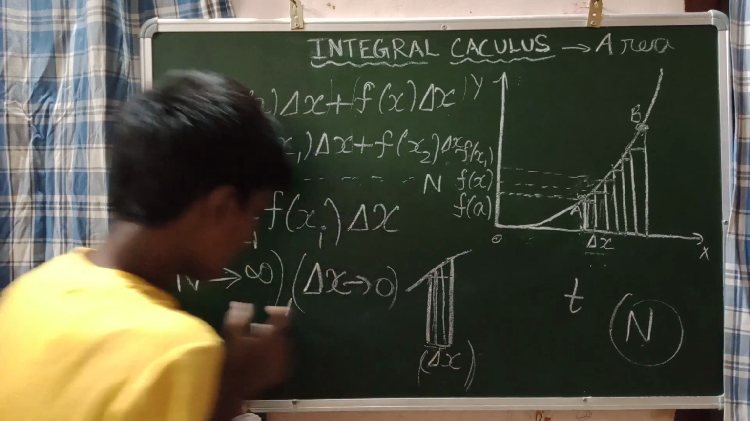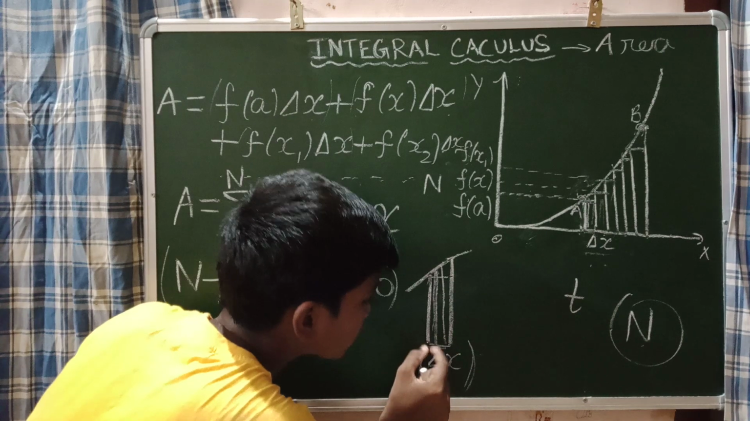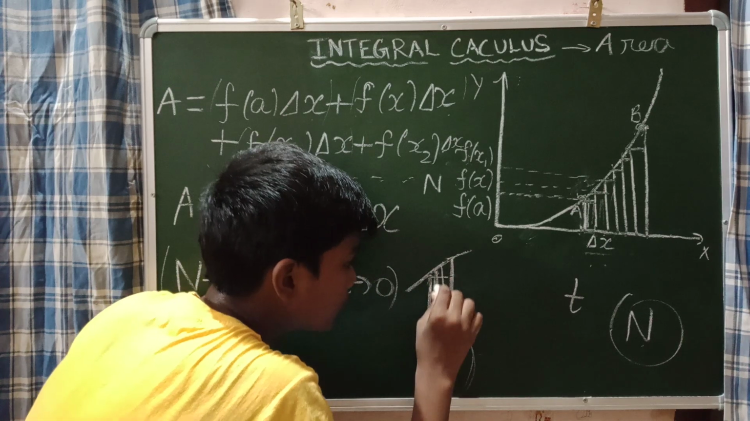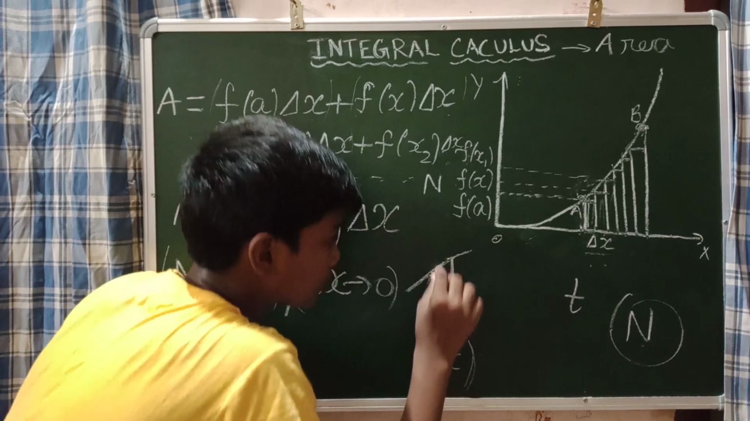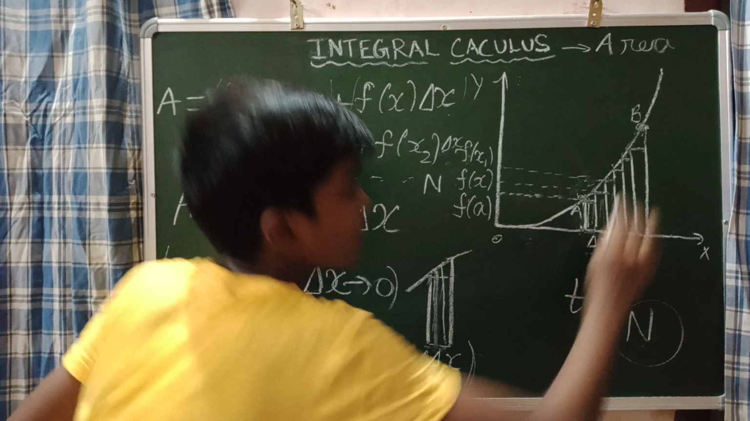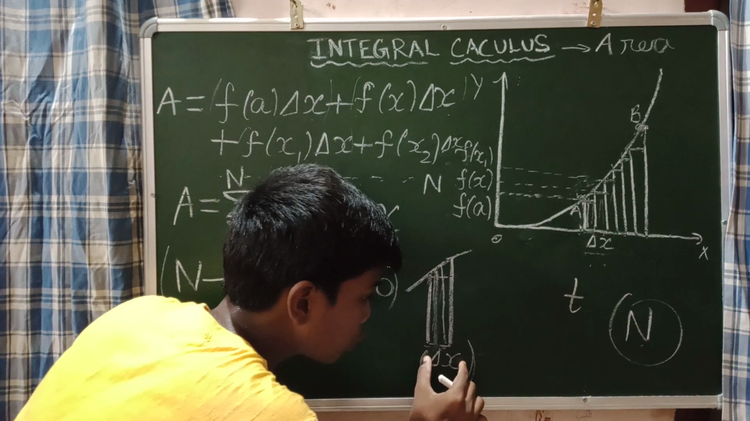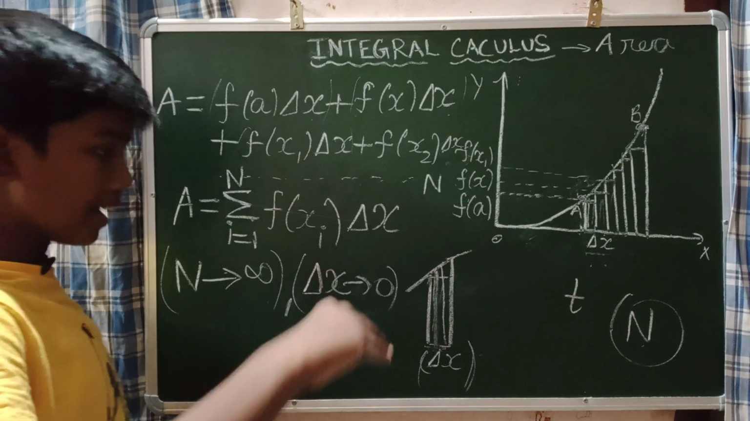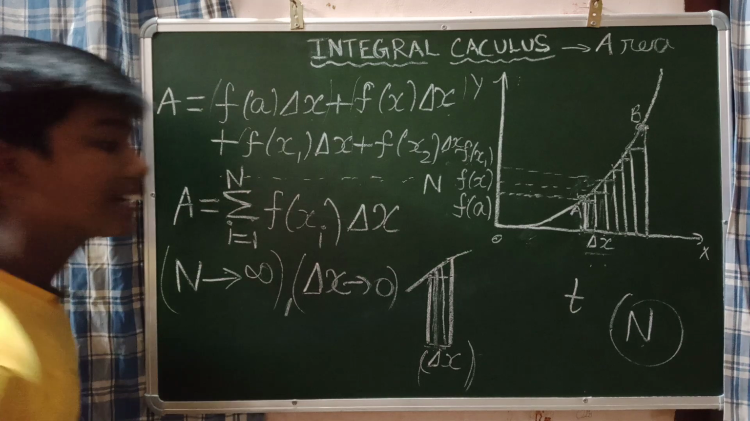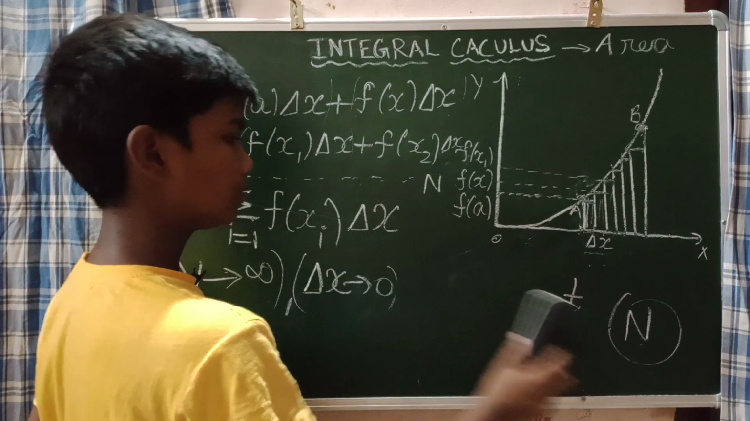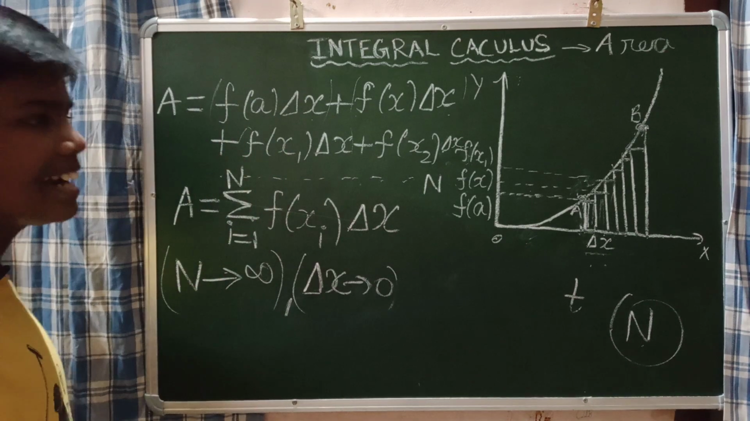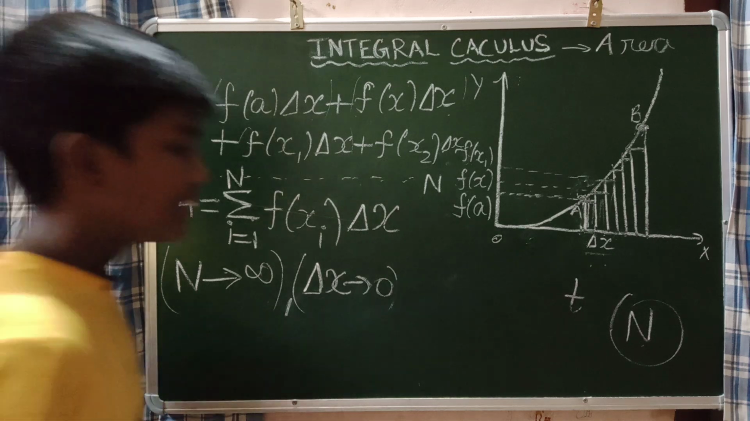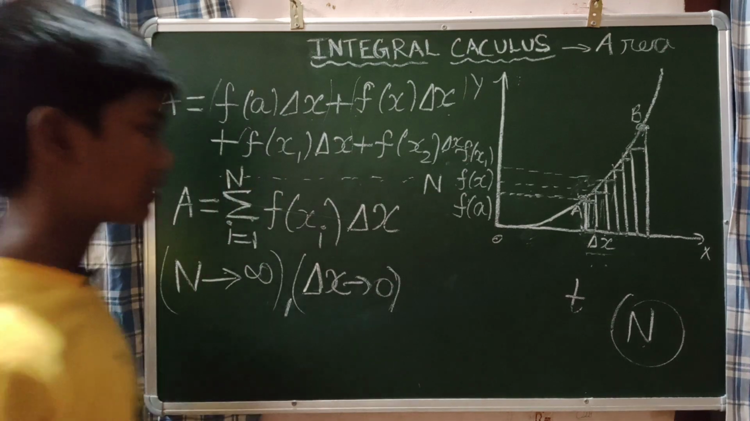When n tends to infinity, the delta x becomes small because the line becomes like this now. When the strips are increasing like this, it will be dividing. When it divides, this delta x should be smaller and smaller and smaller, and that smaller is called delta x tends to 0. Now if you understand this, then we can easily derive the integral calculus.